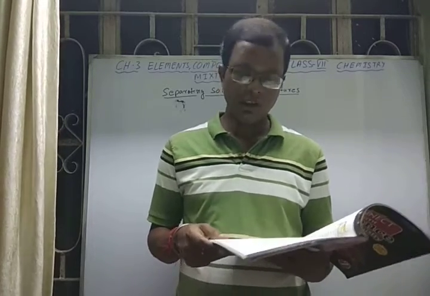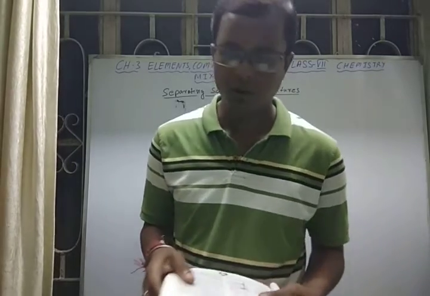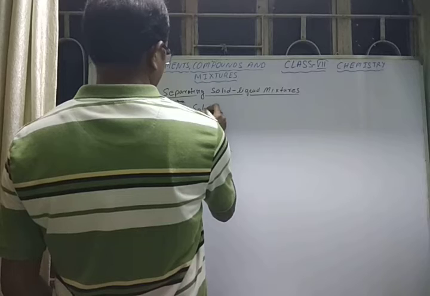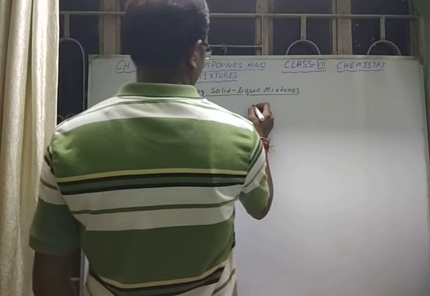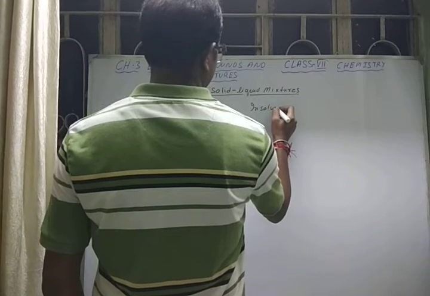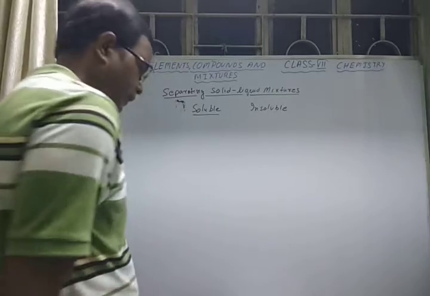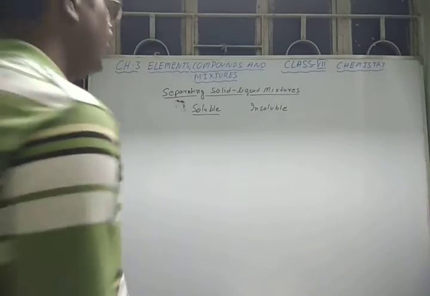So solid liquid mixture can be of two types. One is soluble and another is insoluble. Soluble and insoluble mixtures of solid liquid.